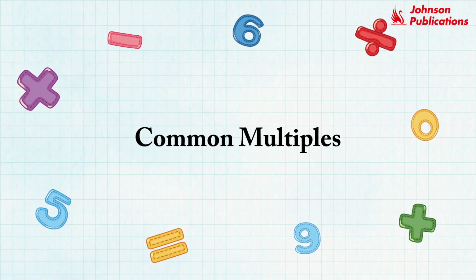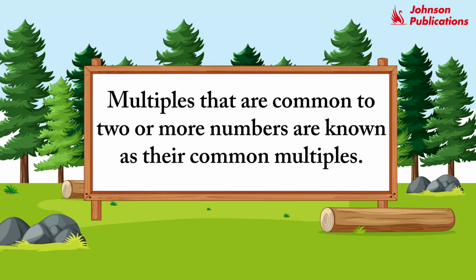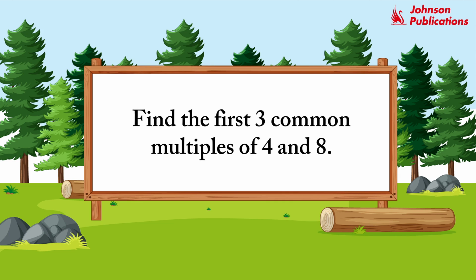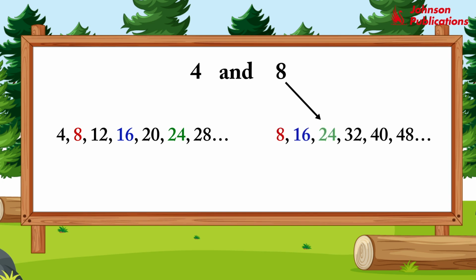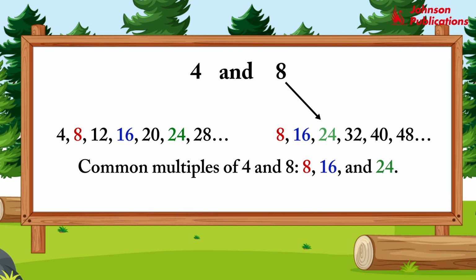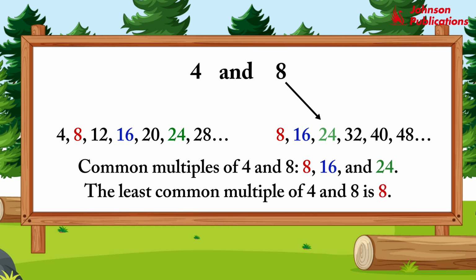Common multiples. Multiples that are common to two or more numbers are known as their common multiples. Find the first three common multiples of 4 and 8. Multiples of 4 are 4, 8, 12, 16, 20, 24, 28. Multiples of 8 are 8, 16, 24, 32, 40, 48. So the first three common multiples are 8, 16, and 24. The least common multiple of 4 and 8 is 8.